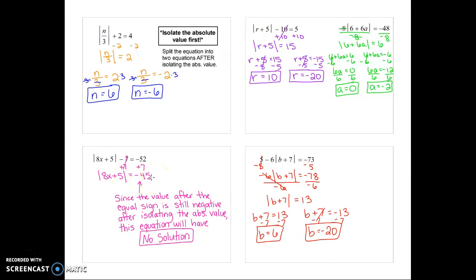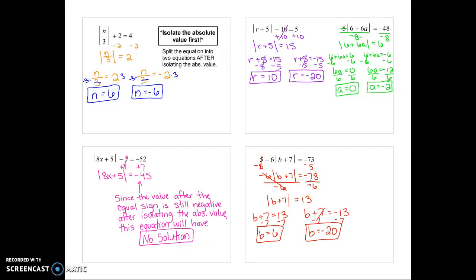Again, absolute values can never be negative. So there's no way that this has a distance of -45. It's not possible. So you have zero solving to do. You just have to write no solution. Be very careful. Make sure you're checking for that so that you don't go through a whole bunch of work that you didn't have to do.